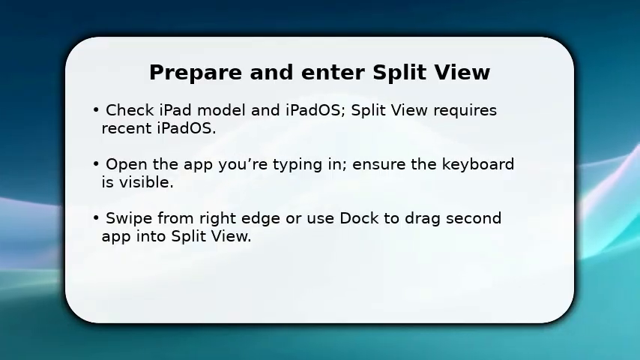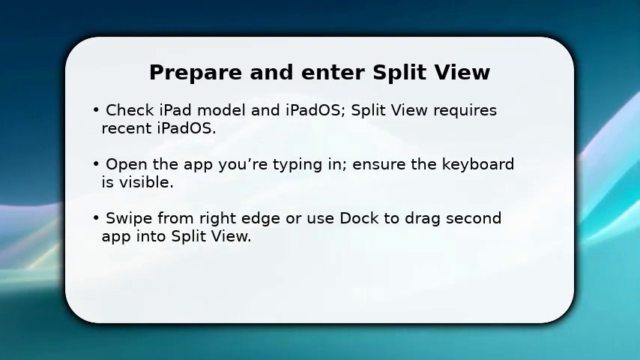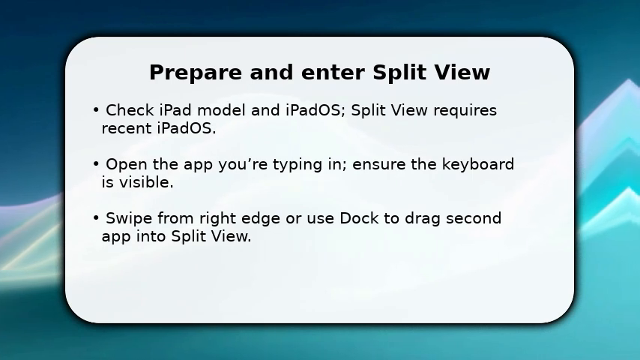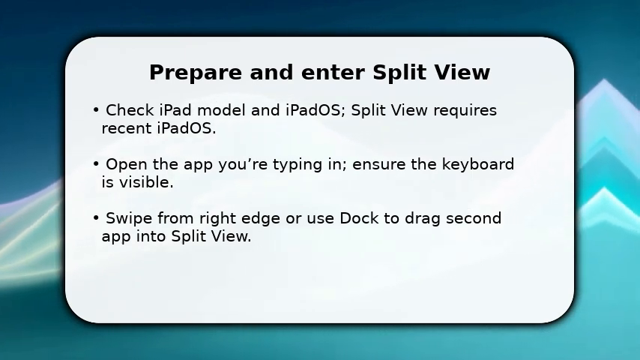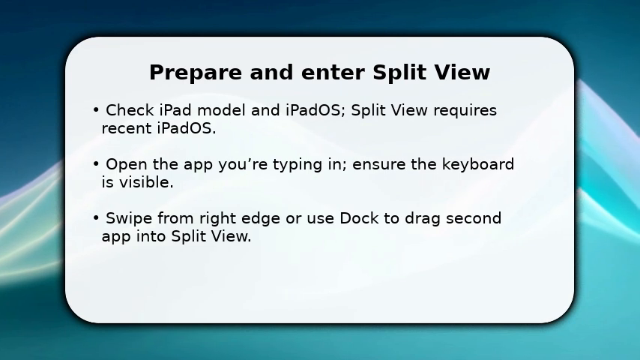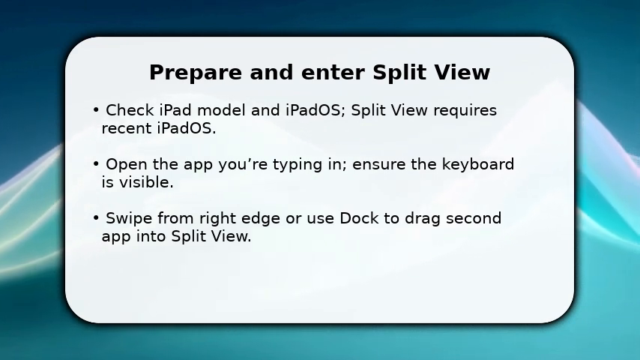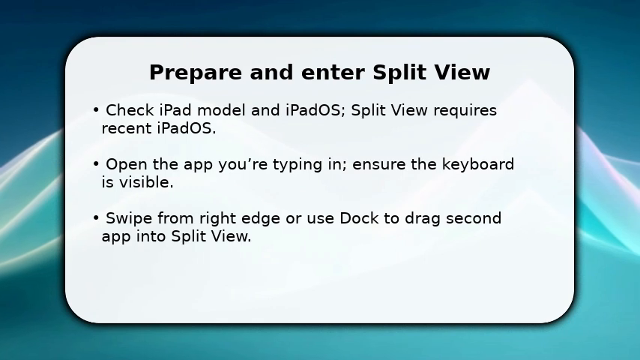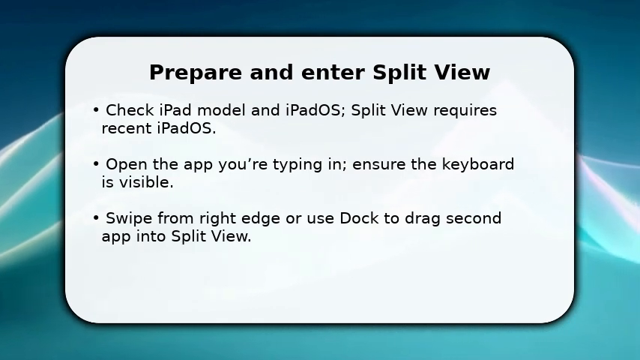You'll start by confirming the prerequisites: a compatible iPad and an app that supports split view. Once confirmed, open the app where typing is split and make the keyboard active so you see what's happening. Next, bring the second app into split view by swiping from the right edge or dragging it from the dock.